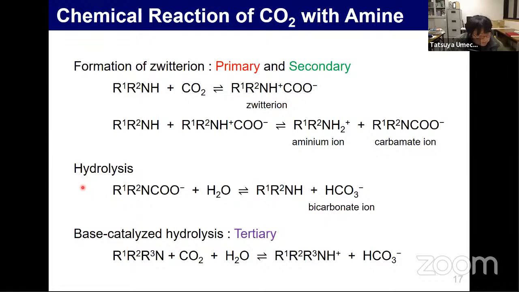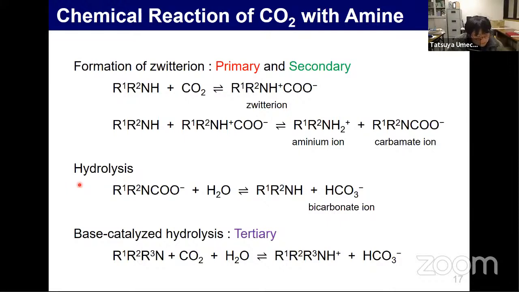Moreover, the carbamate anion reacts with the water molecule to form bicarbonate anion. The mechanism of the hydrolysis is that carbamate anion is hydrolyzed by proton H+ of water molecule to form alkanolamine and hydroxide anion. Then the carbon atom of carbon dioxide is bonded to the unshared electron pair of the oxygen atom of the hydroxide anion. As a result, the bicarbonate anion is formed.